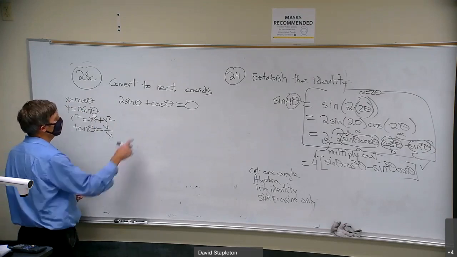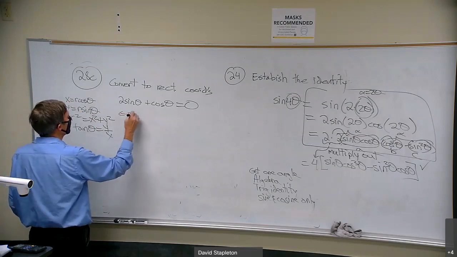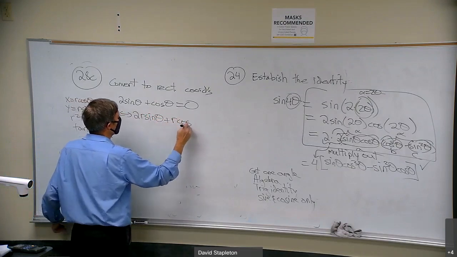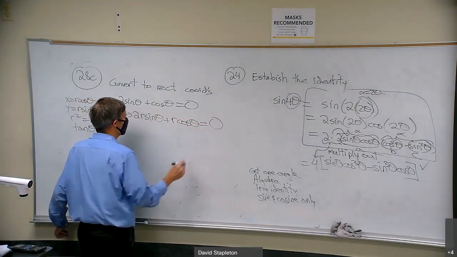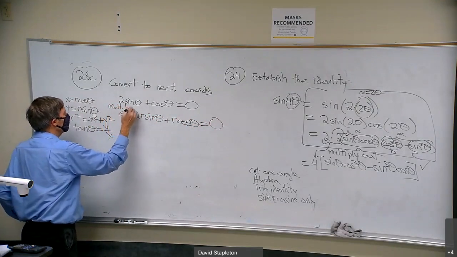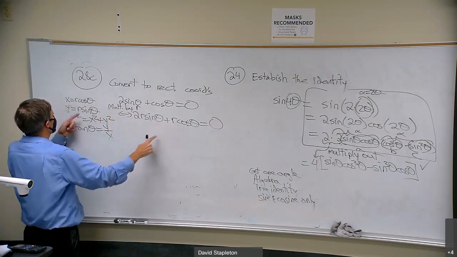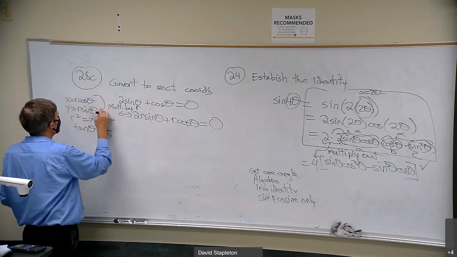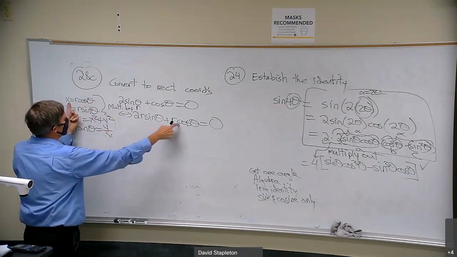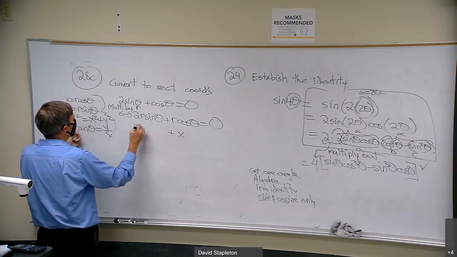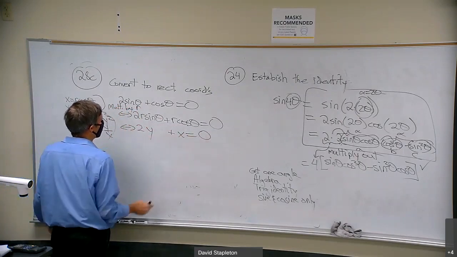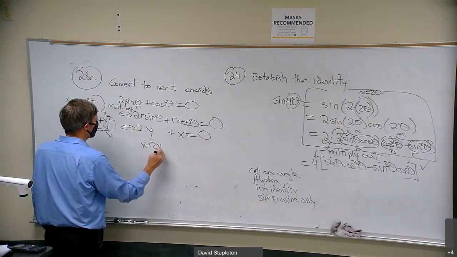Here's an idea. I can multiply this through by r and write it as 2r sine theta plus r cosine theta equals r times 0, which is still 0. So multiply by r, because now I see r sine theta and r cosine theta. That's what's in my equations. So you try and get what's in here, and then you can substitute directly. X replaces r cosine theta. Y replaces r sine theta. Oh, look at that. It's just x plus 2y equals 0.